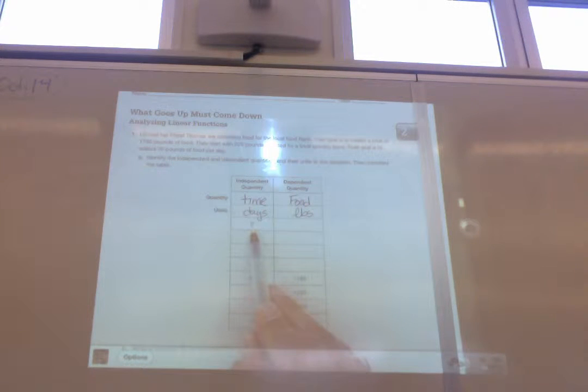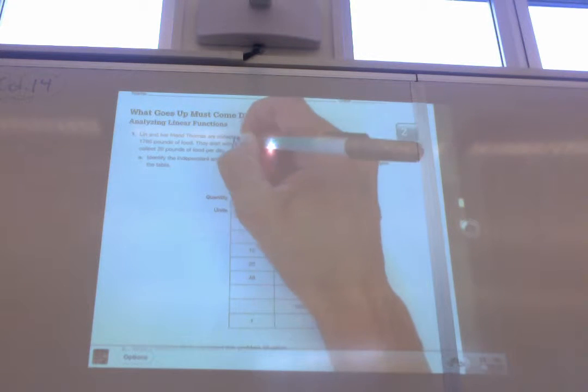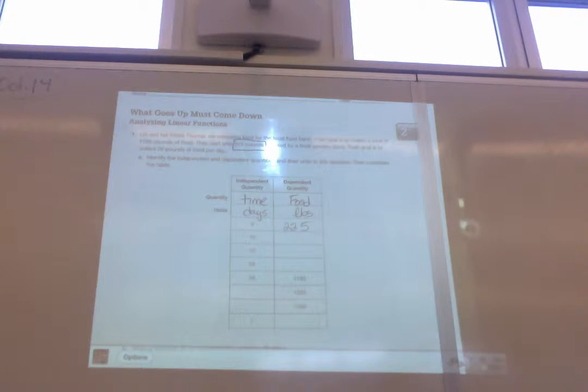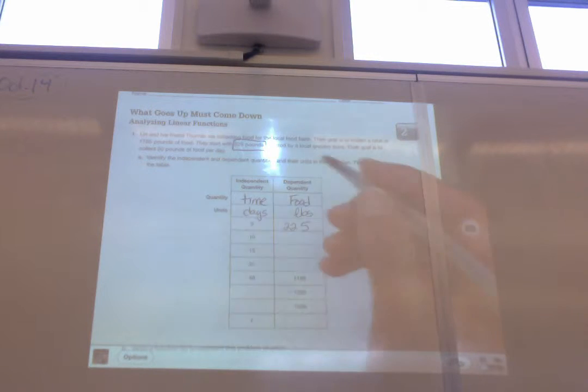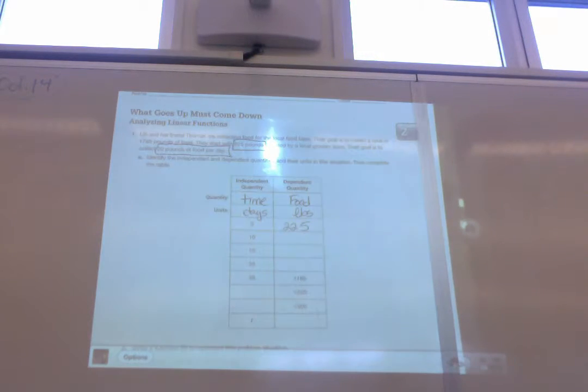Okay, on day 0, do they have 0 food? Try again. On day 0, they have a starting amount, so that's 225. Each successive day, they're adding a certain amount. How much are they adding per day? 20 pounds of food per day.